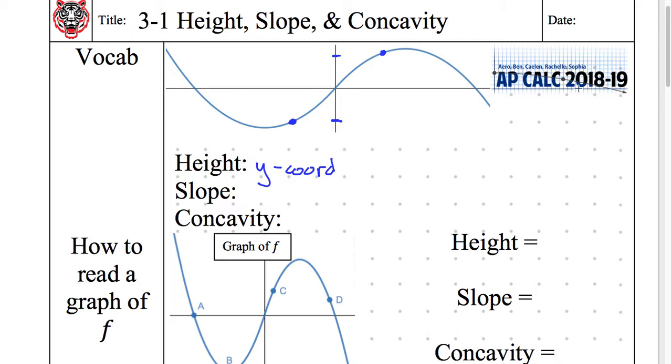Slope, we've talked about that a little bit. Slope is always going to be in red from here on out. And slope is going to be the tangent line, right? It's the slope of the tangent. So if I was looking at those points, all of a sudden I'm looking at the slope at that point.